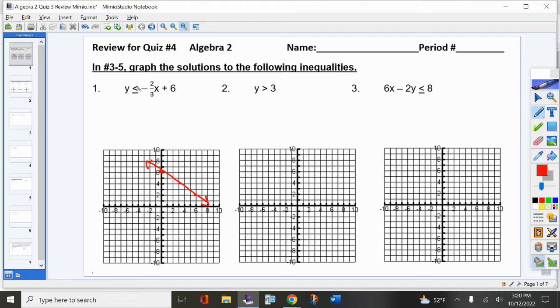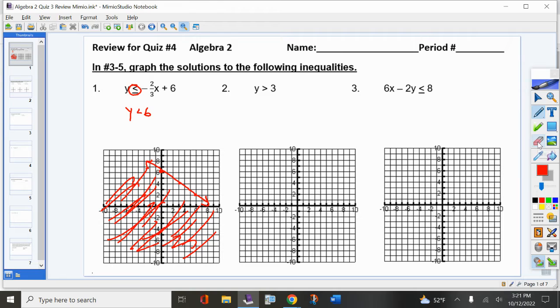Now, because of that symbol, it is not just the line, it's all the points that would satisfy this inequality. That means that any points that are below this line will satisfy this inequality. You can also look at this as any points that are less than 6 on the y-axis. So less than 6 would be 5, 4, 3, 2. So you should be shading underneath 6 on the y-axis, which puts you on this side of this line.